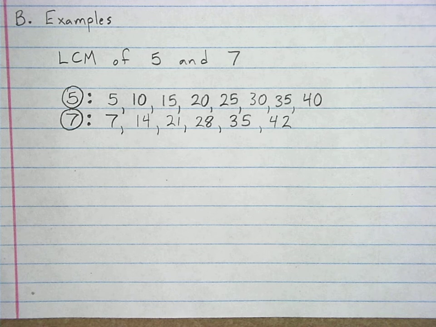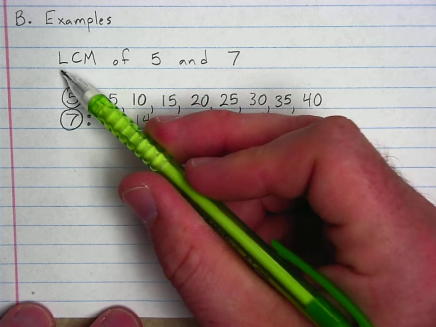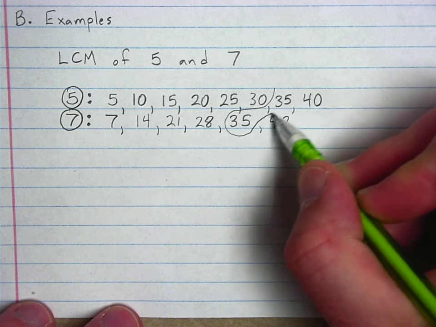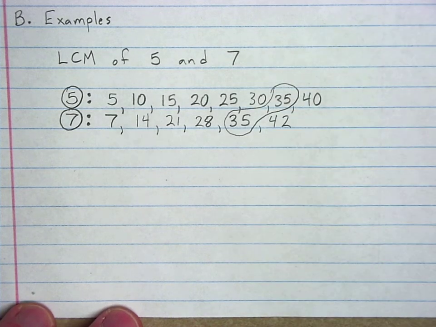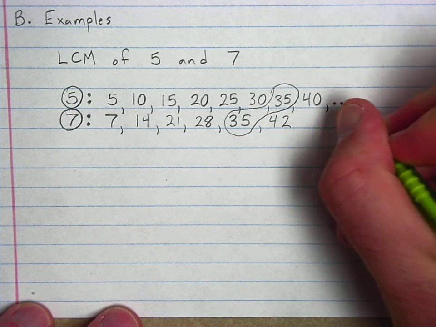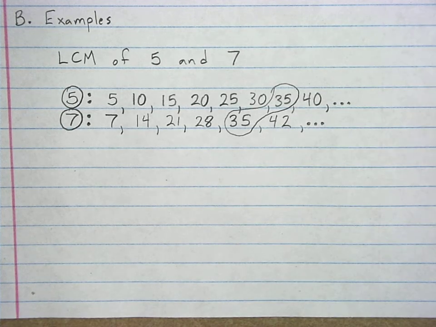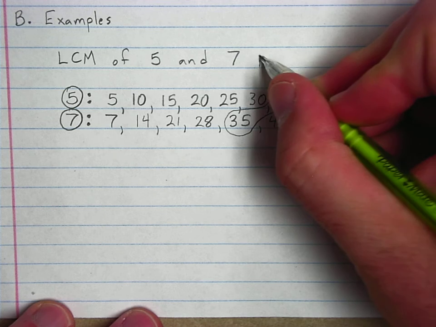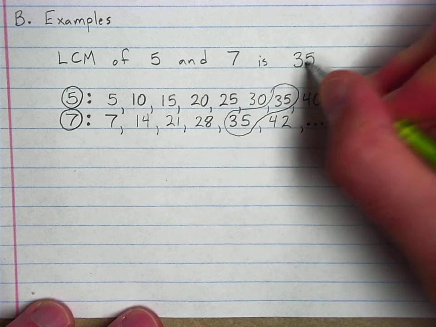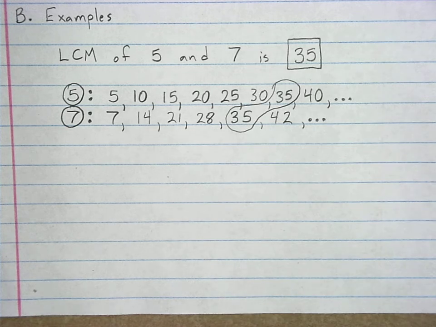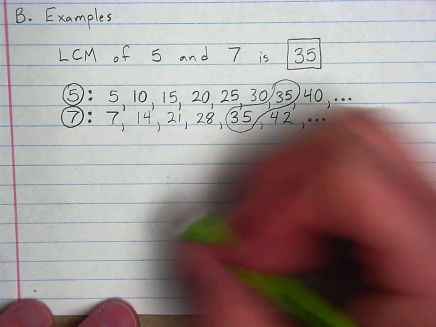That's it. I'm done. Since I'm looking for the least common, the smallest common, well, the first thing that shows up in both lines is 35. So there's no reason for me to keep going. That's it. The LCM of 5 and 7 is 35. That is the smallest multiple for those two numbers. Let's try another one.